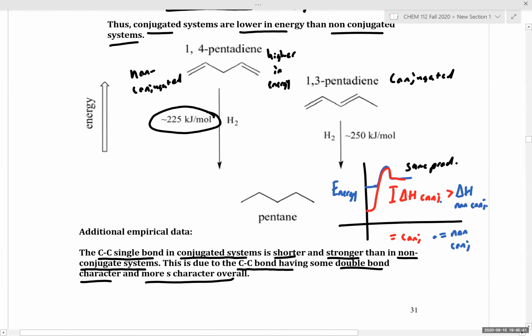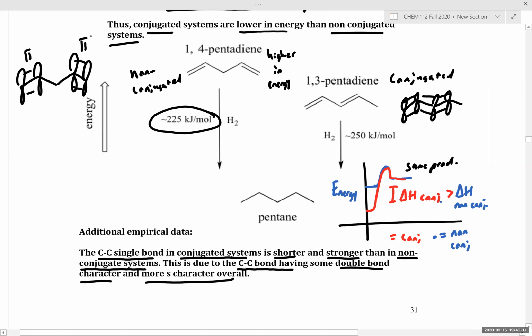So a conjugated system has multiple adjacent pi bonds where all of our p orbitals are able to overlap and participate in resonance. So 1,3-pentadiene is an example of a low energy conjugated system. While a non-conjugated system is 1,4-pentadiene, where we have each of our pi bonds separate and are not able to overlap and engage in conjugation and delocalization.